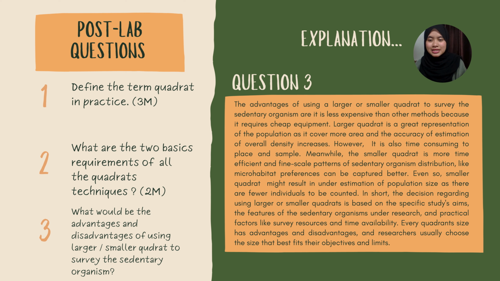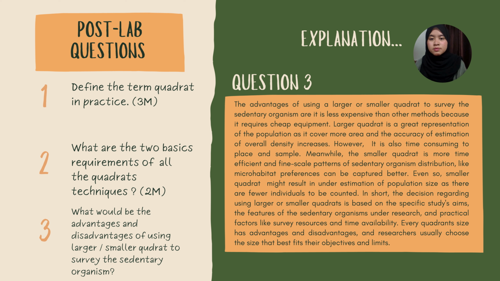The third question is, what would be the advantages and disadvantages of using larger or smaller quadrat to survey the sedentary organism? The advantages of using a larger or smaller quadrat are: it is less expensive than other methods because it requires cheap equipment. Larger quadrat is a great representation of the population as it covers more area and the accuracy of estimation of overall density increase. However, it is also time consuming to place and sample.